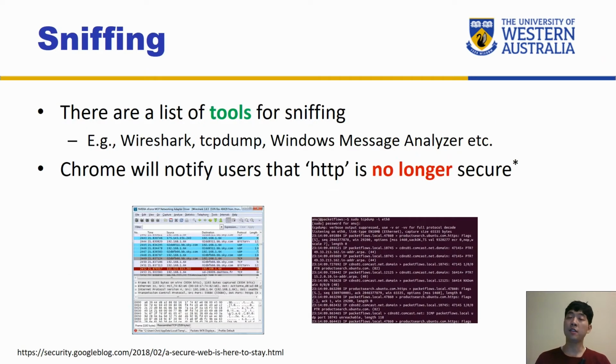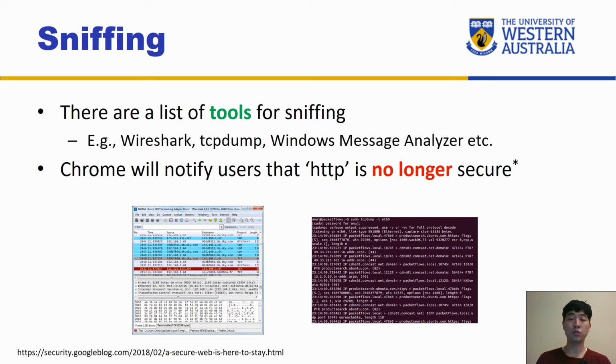And there are different tools that allow you to sniff packets. For example, Wireshark, tcpdump, Windows Message Analyzer, and so forth. Out of those, Wireshark is probably one of the most widely used tools. And in fact, Wireshark is not an illegal tool. It's a legitimate traffic analysis tool. And therefore, you can't really identify whether people are using it for malicious purposes or legitimate purposes. Okay.